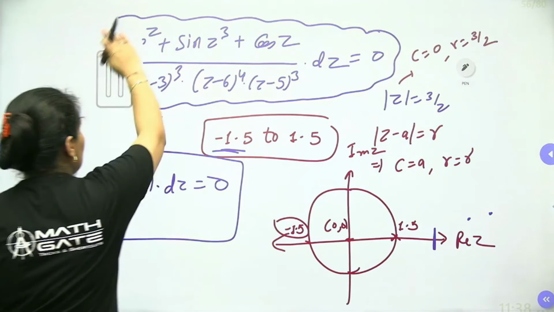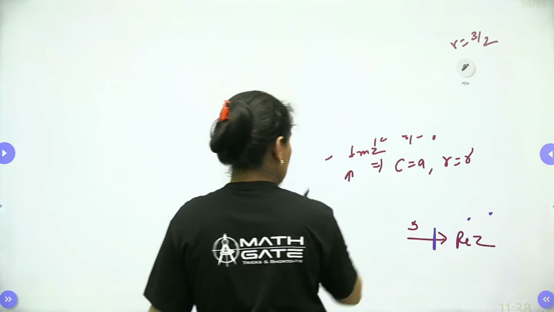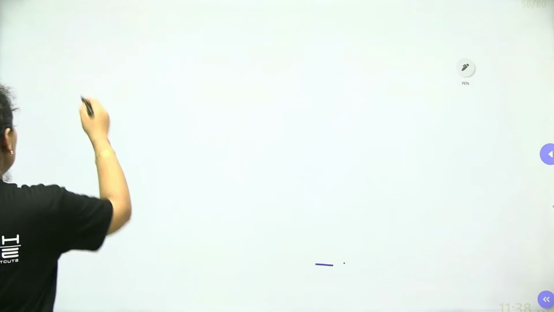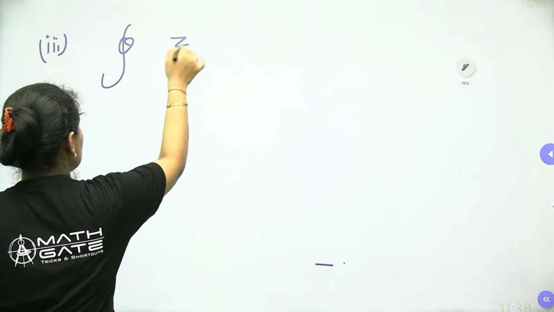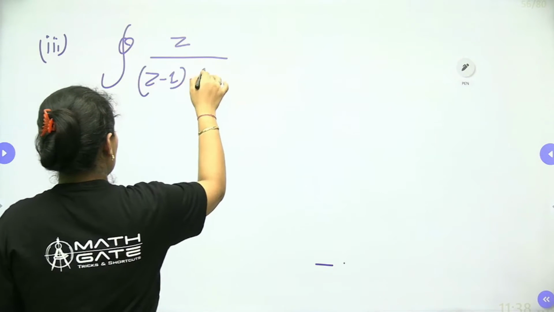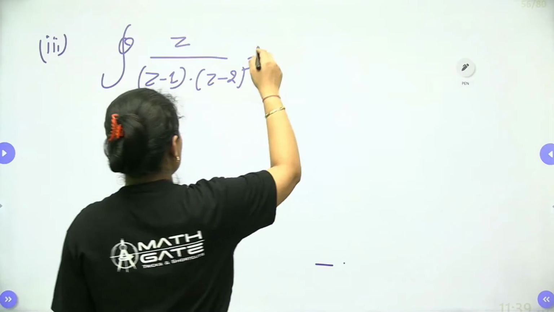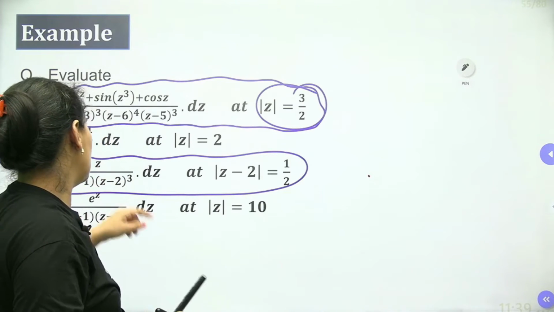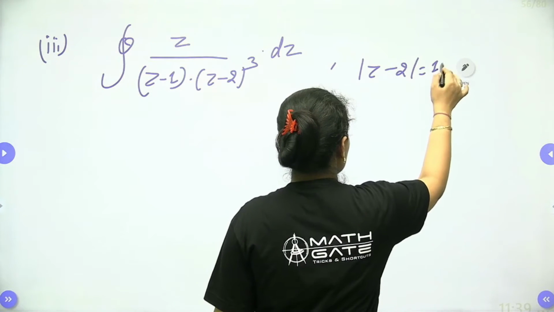Okay, let me write down here only. The question is, we are having question number 3: closed integration of z by (z minus 1) into (z minus 2) whole cube, dz, and the closed curve is mod z minus 2 is equal to 1 by 2.